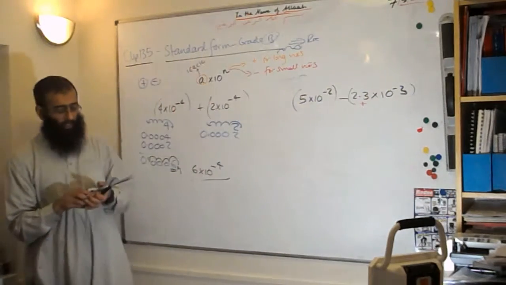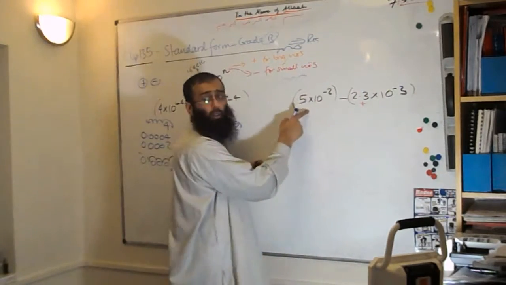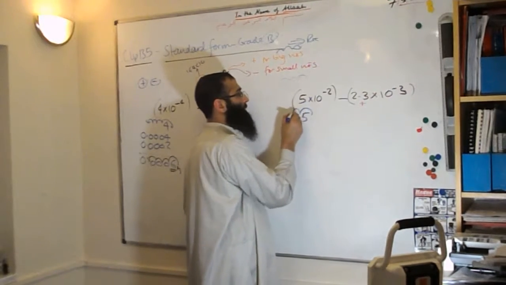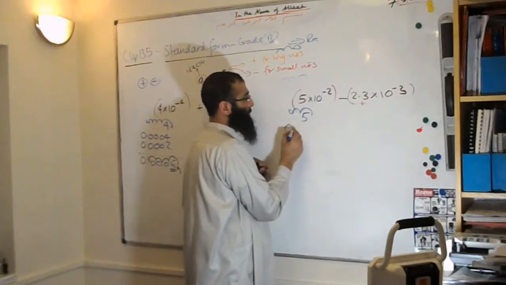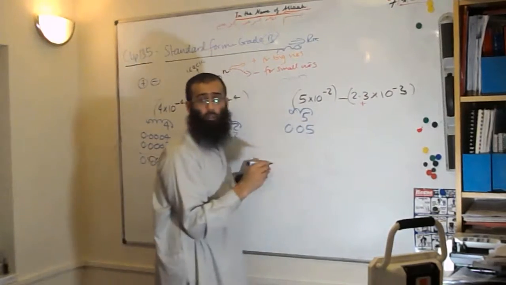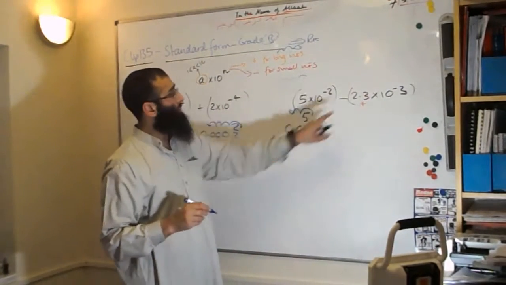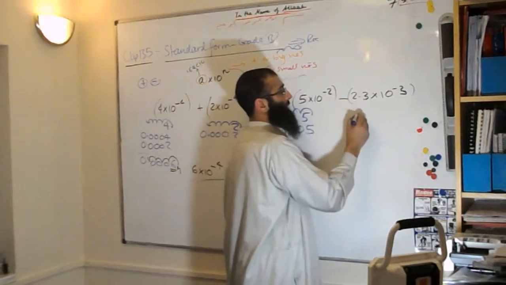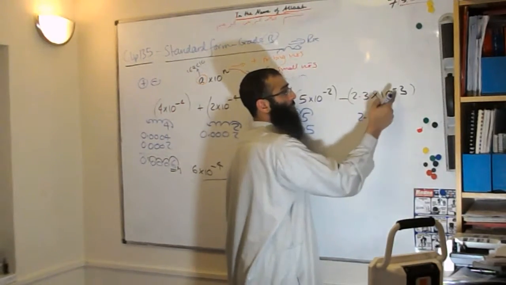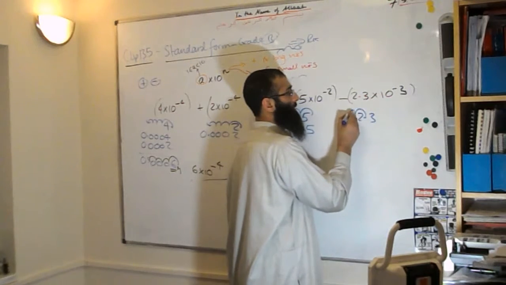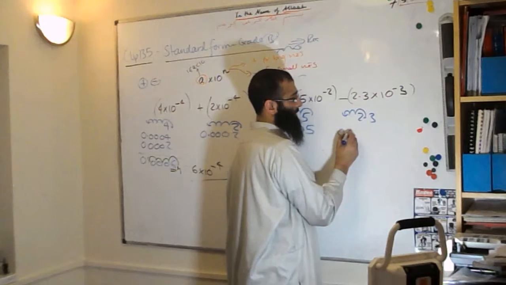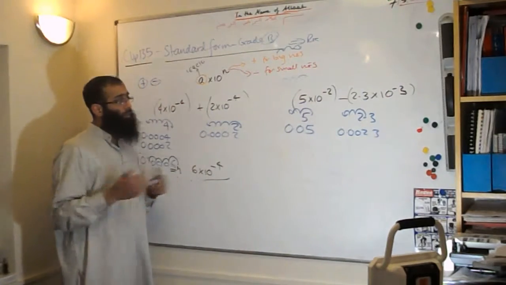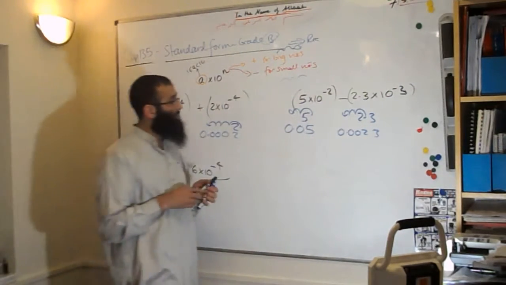Next question. 5 times 10 to the minus 2. What does that give us? 5 and then 1, 2. So that gives us 0.05. What does this one here, 2.3 times 10 to the minus 3, give us? How many jumps to the left? 3. So what's the number then? 0.023. That's good enough. I've put the numbers in the wrong place there.